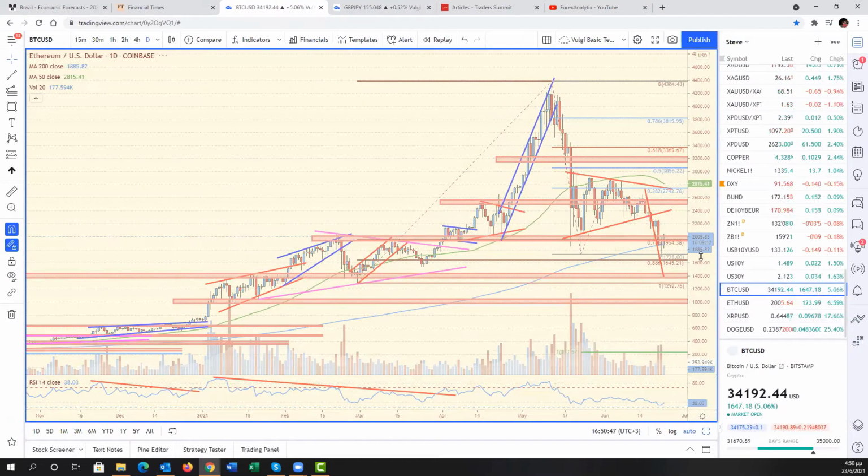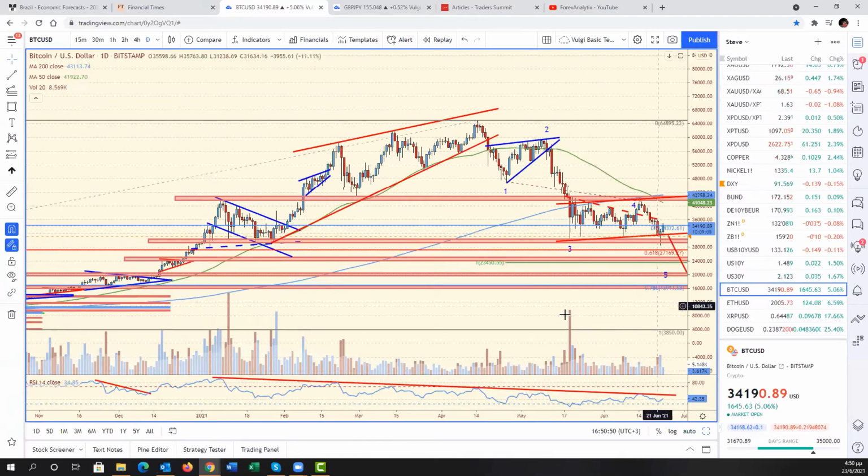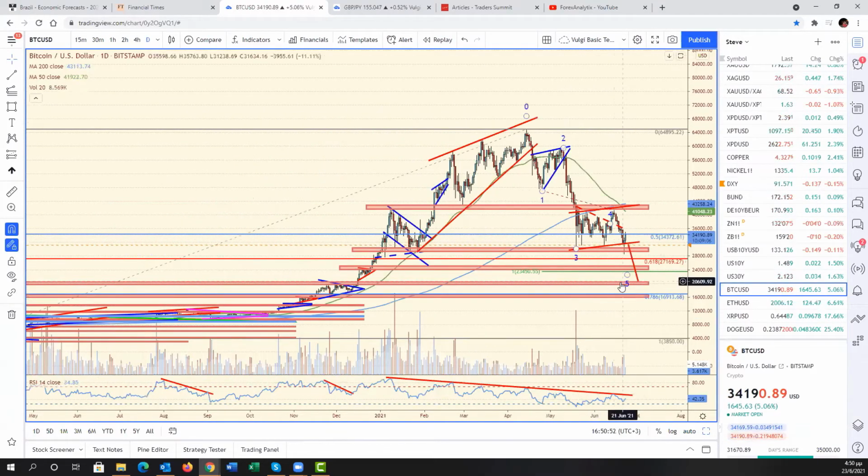I would start becoming very constructive if we slice through these lows and go towards 24 or even 20K, and I see some kind of stabilization there, that will make me a lot more likely to start looking higher.